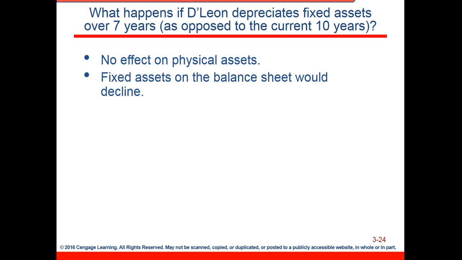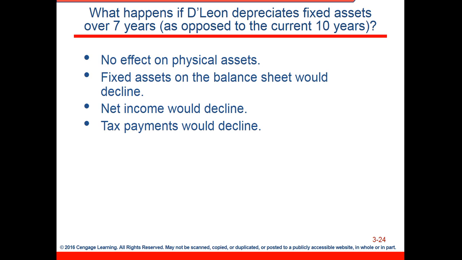There are other questions that are asked throughout the presentation. What if you change some accounting practices? What if you depreciate an asset over 7 years as opposed to 10 years? There is no obvious effect on physical assets. The net income would decline because you are accelerating the depreciation and hence taking a larger depreciation charge.